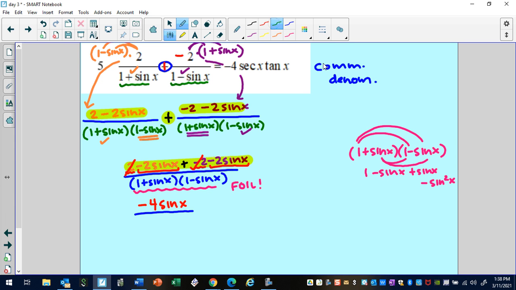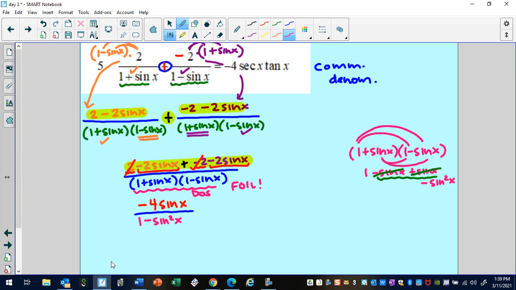Combine your like terms. You should see here in the middle, these guys do combine, and they actually cancel. One's positive, one's negative. So that denominator is going to be 1 minus sine squared x. Maybe some of you noticed that that was going to be 1 minus sine squared without doing the foiling steps. Maybe you noticed that this was a difference of squares here, this factored version. So maybe you could put it back together more quickly without doing the full FOIL. If you see that, that works as well.